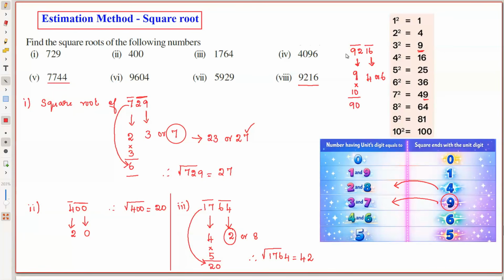Now you compare 92 with 90. While comparing 92 with 90, 92 is greater than 90. Therefore I choose the greater number. Therefore the answer is 96.